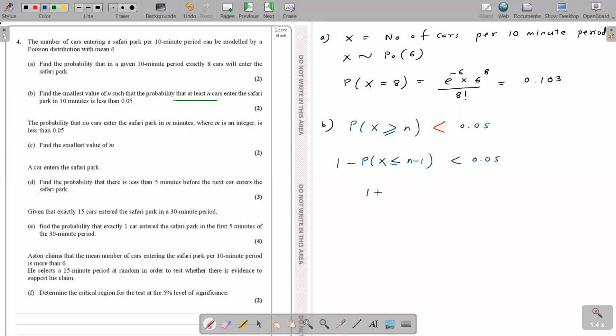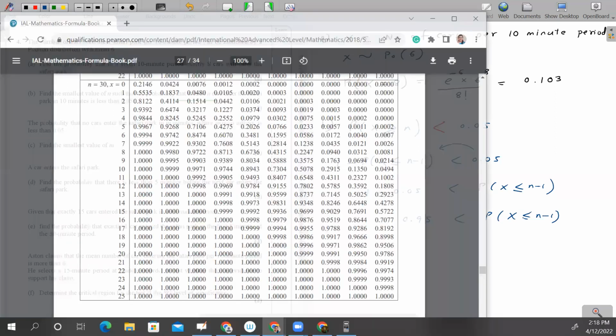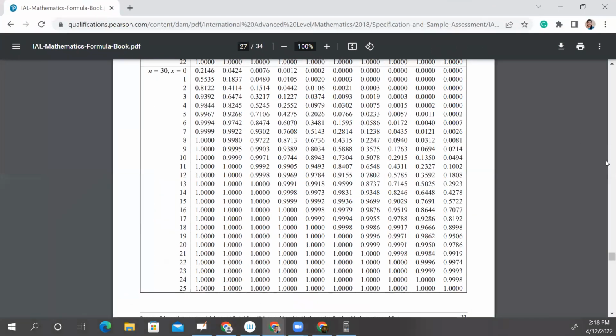Shall we fix it? I'll bring the 0.05 here and the probability x less than or equal to n minus 1 over here. So 1 minus 0.05 is 0.95. So probability x is less than or equal to n minus 1 is greater than 0.95. So what do we do now? Take the tables. Go to the Poisson tables.